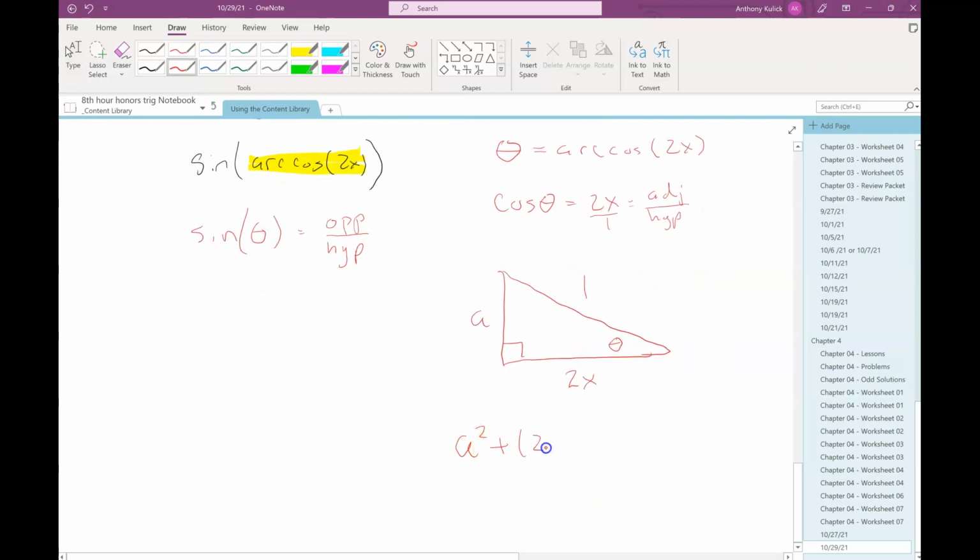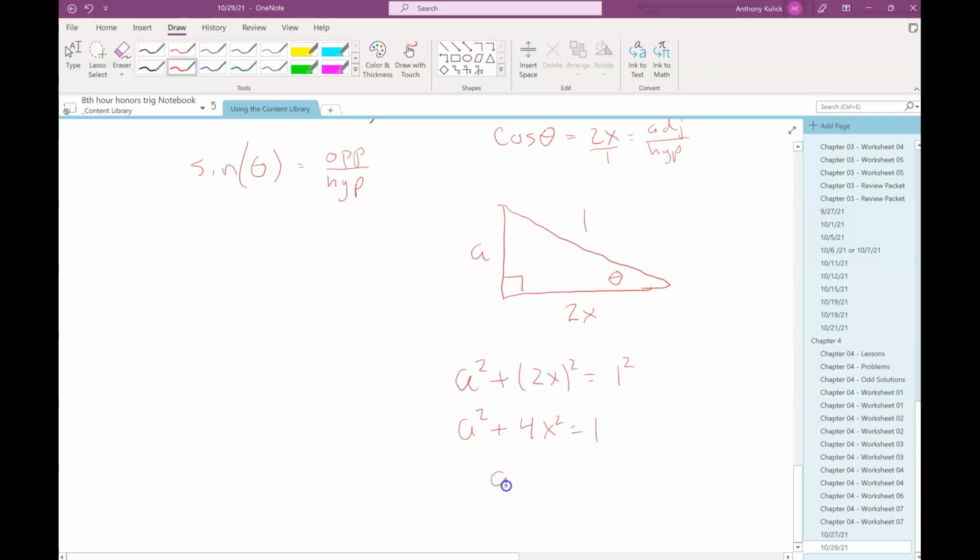So I have a squared plus 2x squared equals 1 squared. 2x squared is 2x times 2x, which is 4x squared. 1 squared is just 1. I'll subtract 4x squared from both sides, and then I'll square root both sides. Notice when I square rooted both sides, I dropped the plus or minus and just chose this to be positive. Why am I allowed to do that? It's a side length for a triangle, right? Side length has to be positive.